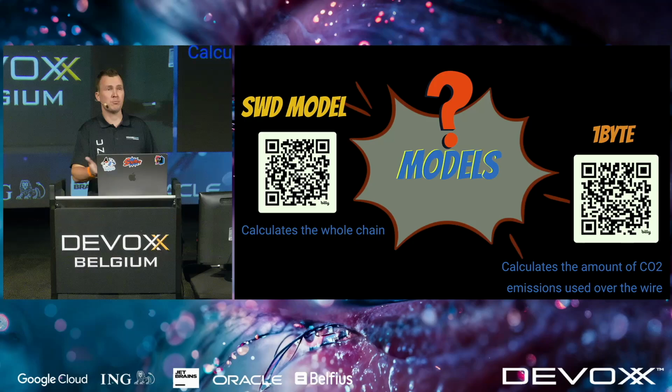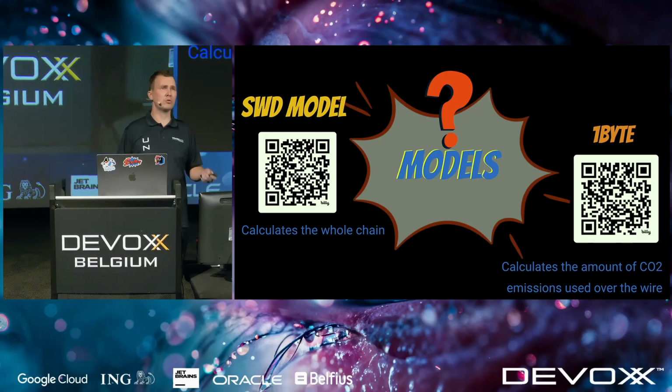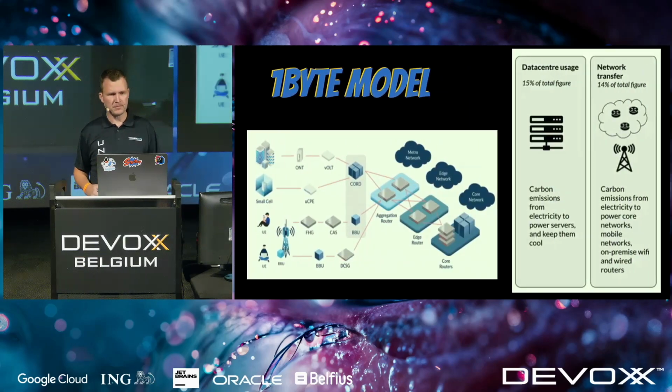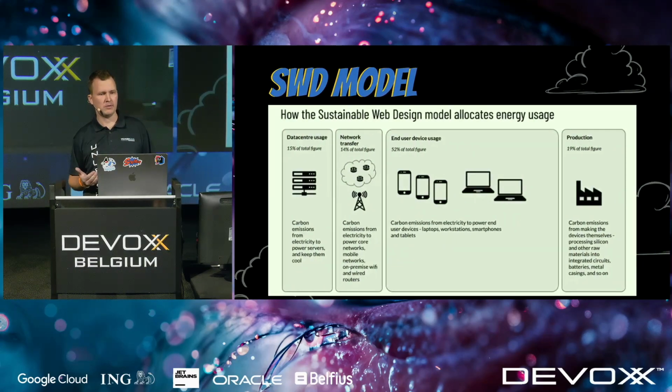And yeah, this model is not perfect, of course, but it's a model. We start something somewhere. What I said, it's only checking the data center, users, and network transfer. The Sustainable Web Design model allocates more than only the data center. It's also checking the end users and the production stage.